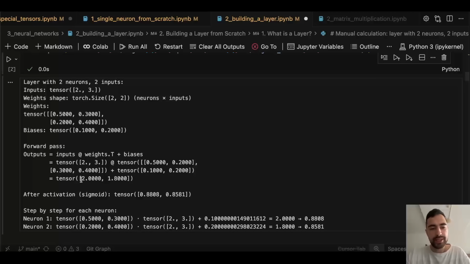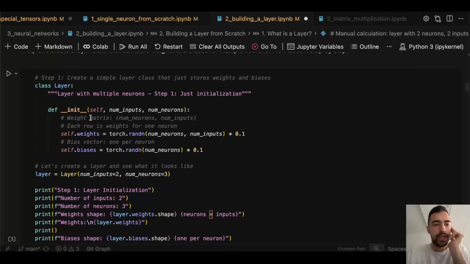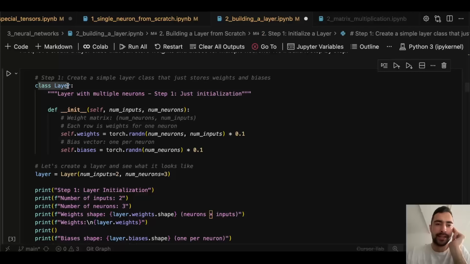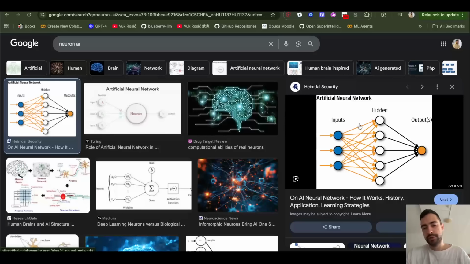At the end, we get this output, 2, 1.8. And then if we pass it through sigmoid activation, each of them will be some number between 0 and 1, depending on the input here. So here we would define a class layer, and then it would have number of inputs and number of neurons. So these are like hidden neurons. It can be a different number. You see here we have 3 inputs, but 5 hidden neurons, I should say. And then one output at the end.